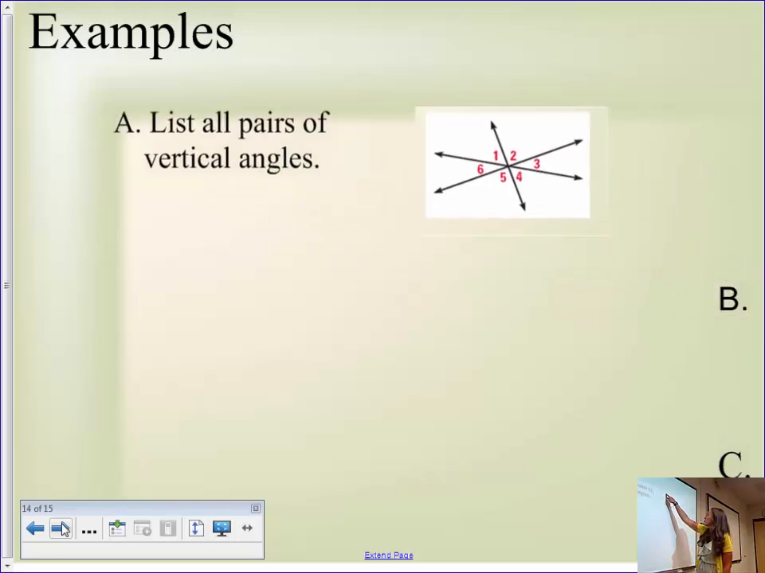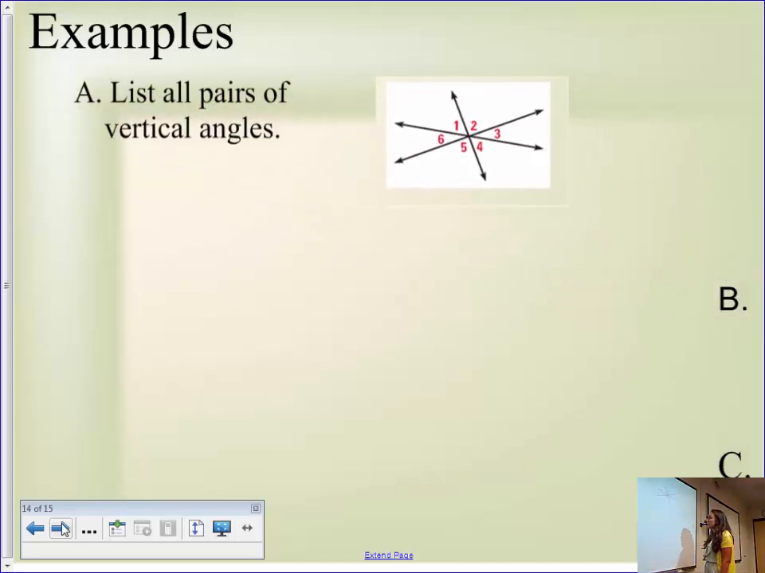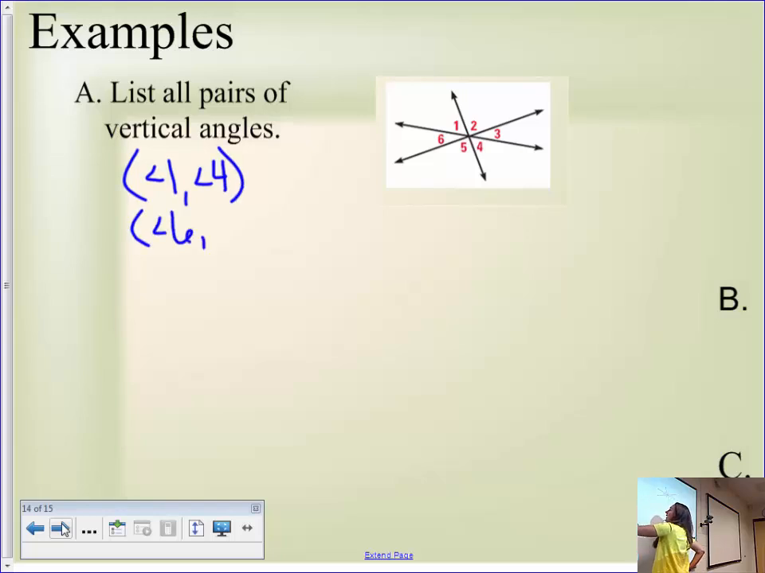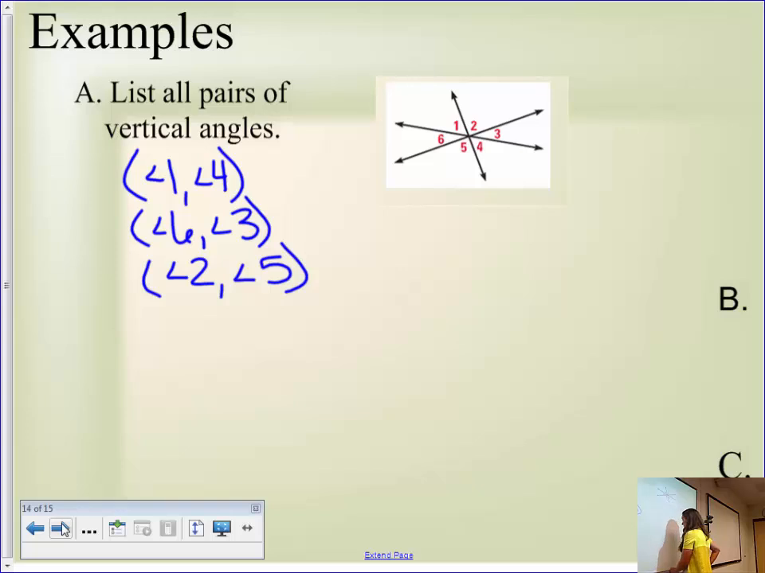Here's the first one. Go ahead and draw out that diagram and see if you can list out all the pairs of vertical angles. I'm just going to write them in parentheses. Hopefully you got angle 1 and angle 4 vertical, angle 6 and angle 3 vertical, and angle 2 and angle 5 vertical. Those are the 3 pairs of vertical angles in that diagram.